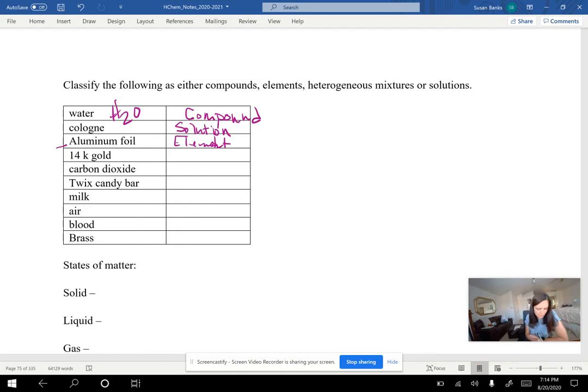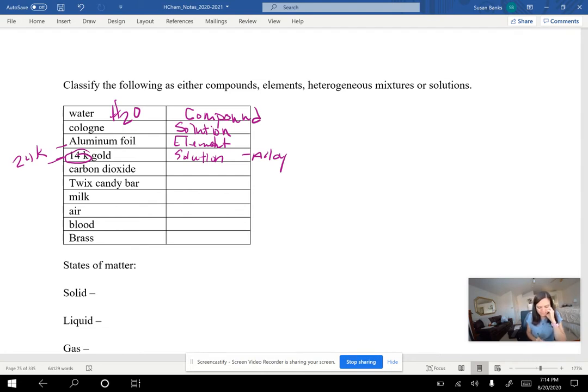Oh, 14 karat gold. This one's kind of tricky. 14 karat gold tells us the purity of that gold. We don't use pure gold to make our jewelry here in the United States because guess what? Pure gold is actually a really soft metal. So we put a little bit of silver and a little bit of copper in there to make it a little bit more robust and a little bit more strong. So 24 karat gold is pure, but 14 karat gold is not pure. It's actually a mixture, and it's a uniform mixture, so it's a solution. It's a special type of solution that we call an alloy, which is a mixture of metals.